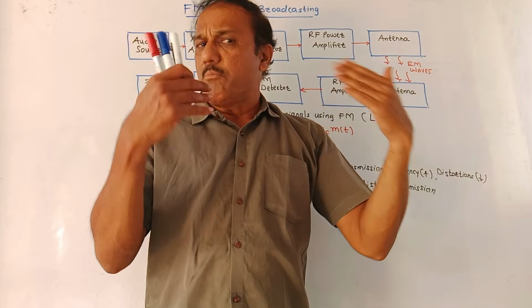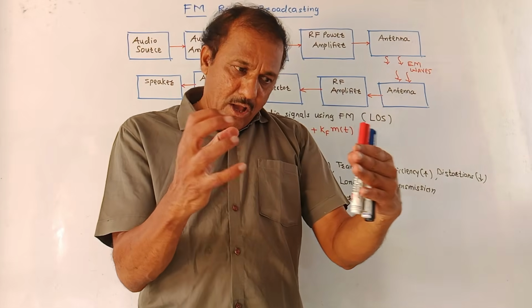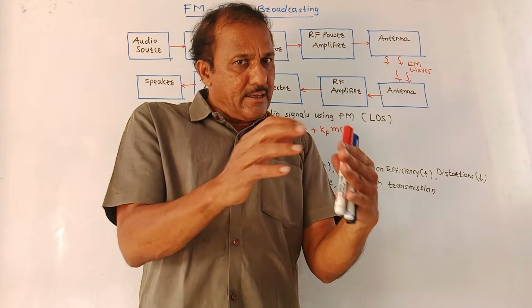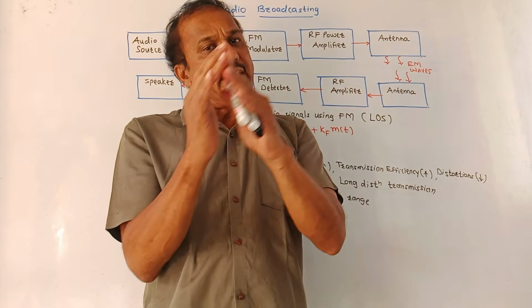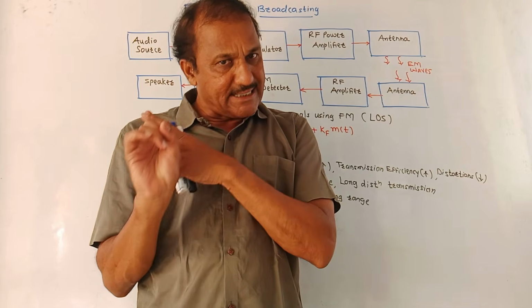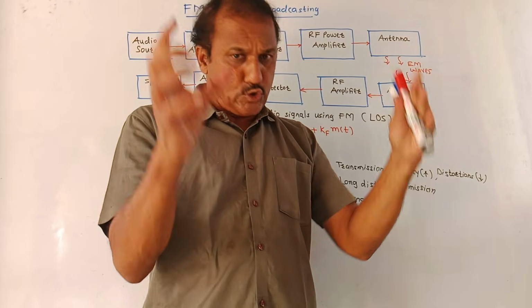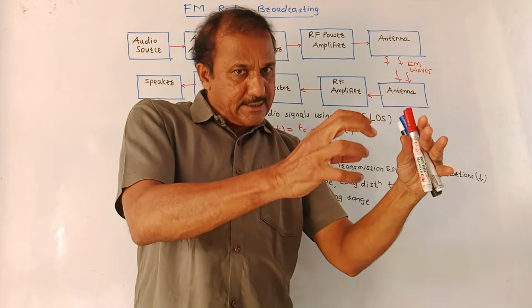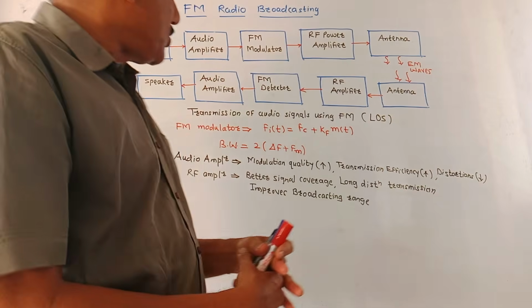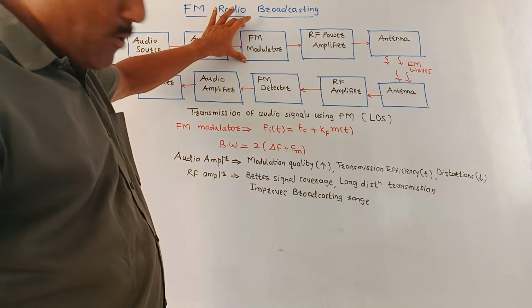Next block is the FM modulator. This is the frequency modulation technique. That means according to the amplitude of the incoming signal, the frequency of the carrier wave is changed. The amplitude of the carrier wave remains the same because it is frequency modulation. So according to the incoming signal, the frequency of this carrier wave is changed. This is the FM modulator.